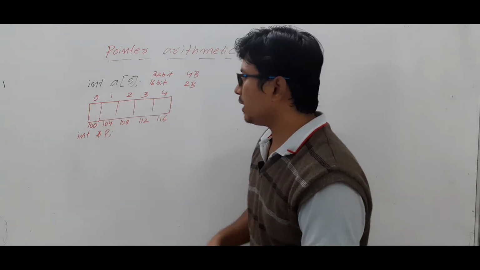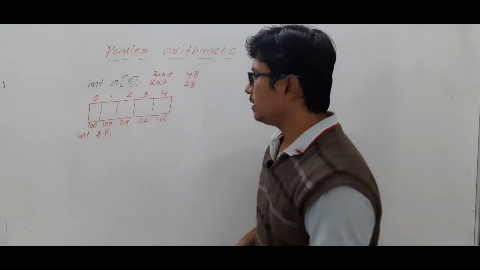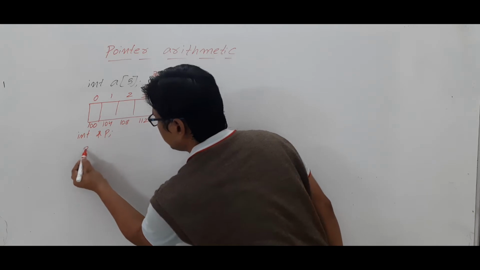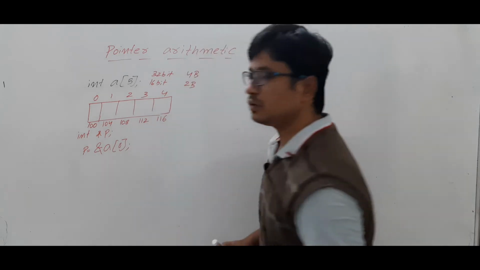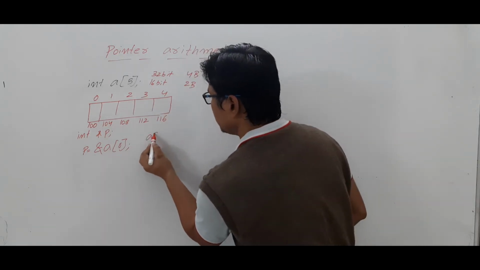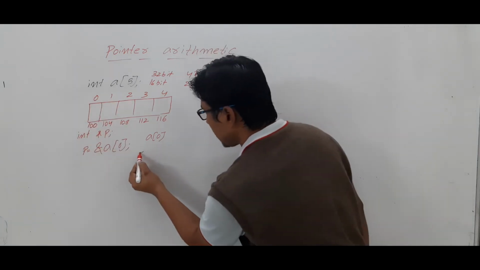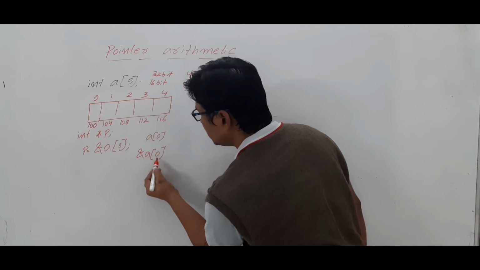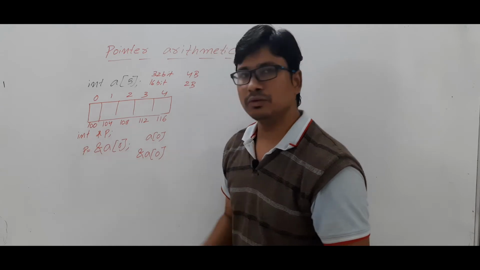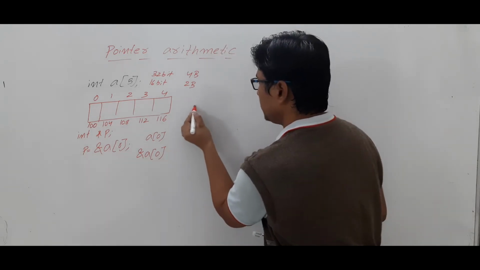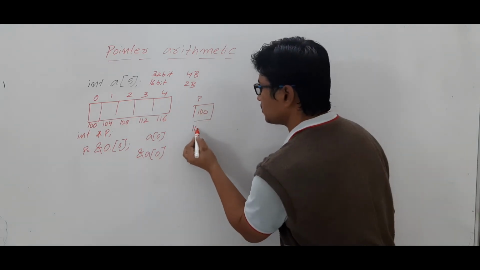Is it clear? Now I want to have the address of this A of 0. Then what is the way? I can write p = &A[0]. Because we know that A[0] will give you the value which is there in the 0th index. If I use &A[0], it will give me the address of index 0, which is 100. That I am assigning to the variable p. So variable p will have the address 100. Let's take that this variable is at some location 1000.